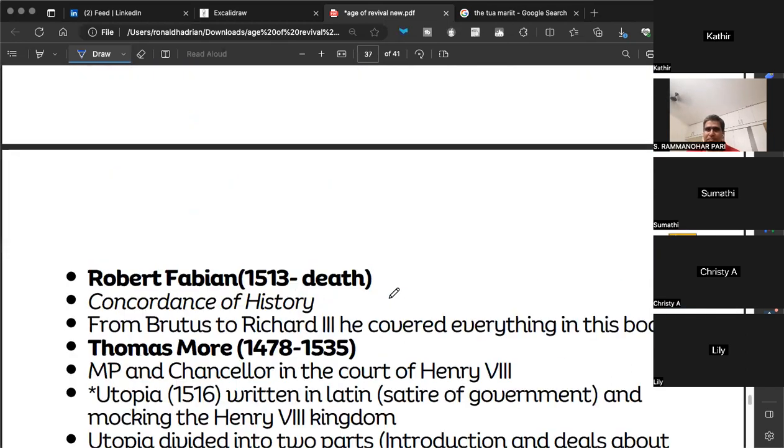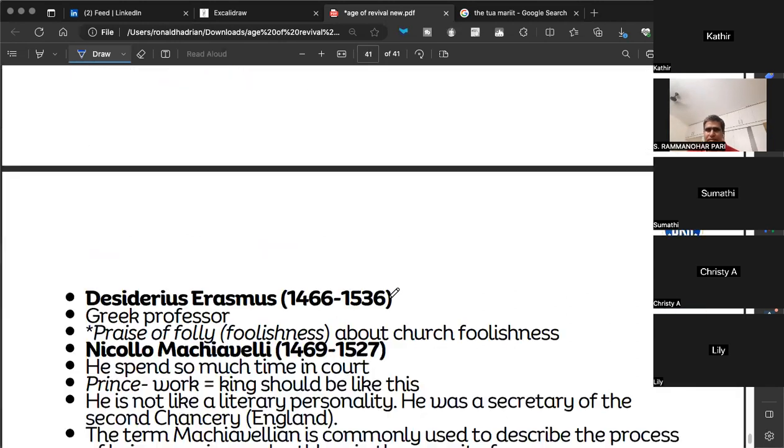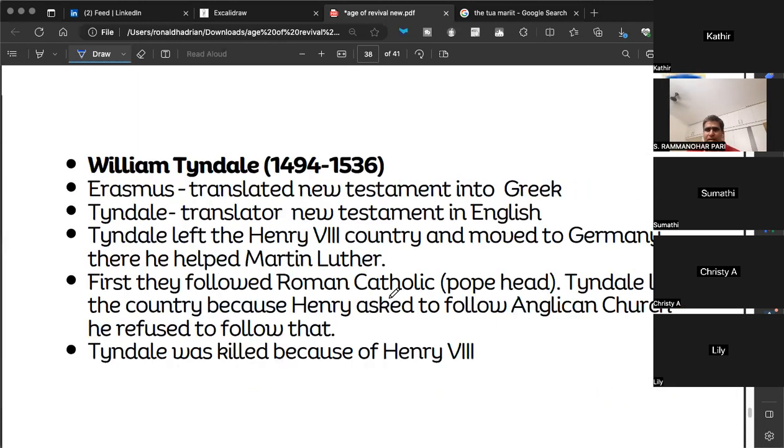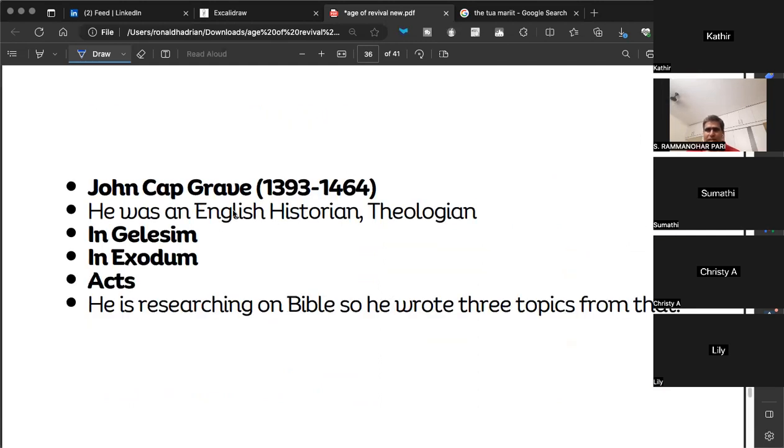It's a religious work. Okay, and we have seen William Tyndale and Coverdale already. So the next writer is John Capgrave. He was an English historian and theologian. In Genesim, In Exodum, Acts. These are all in the Bible, the biblical books. He's researching on the Bible, so he wrote three topics from that. Okay.